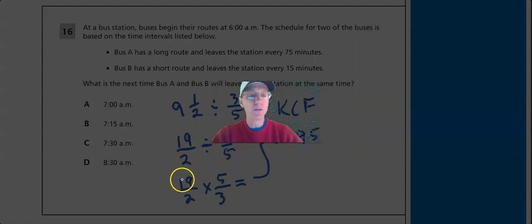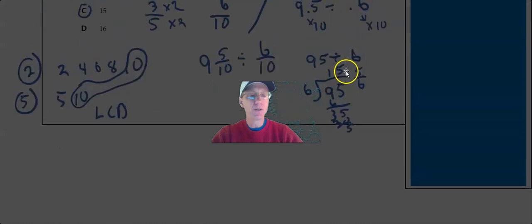You could decompose this into 10 plus 9. 5 times 10 is 50. 5 times 9 is 45. So 95 divided by 6. And we just did that. So go back and look. We just did 95 right here divided by 6. And that's how we came up with that.